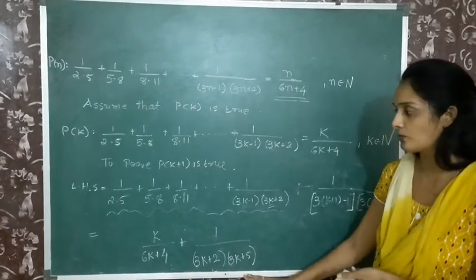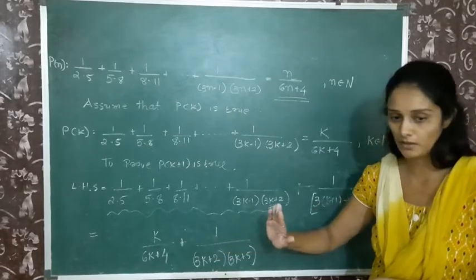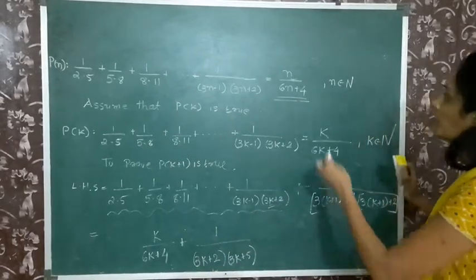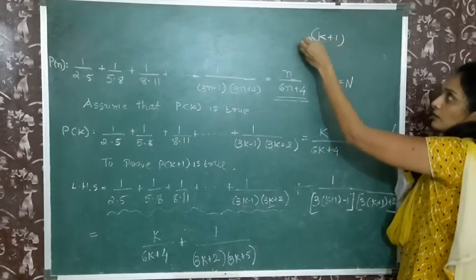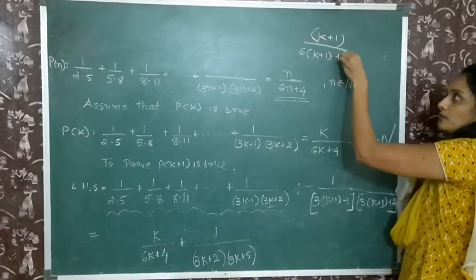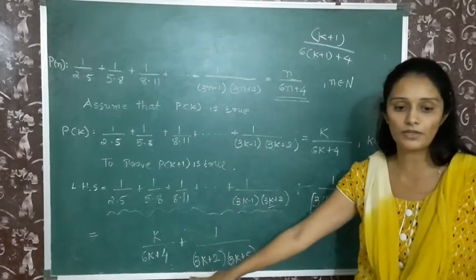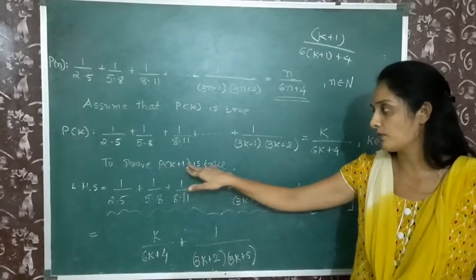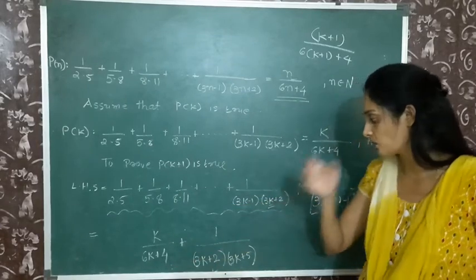Now we have to simplify these two steps. And if we get (k plus 1) upon 6 in the bracket (k plus 1), then we can say LHS is equal to RHS. That means P of k plus 1 is true. So now we have to simplify these two steps.